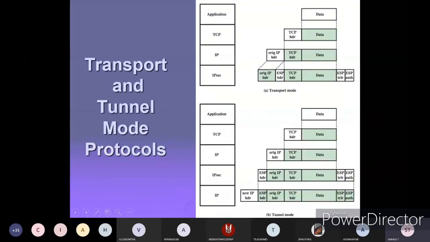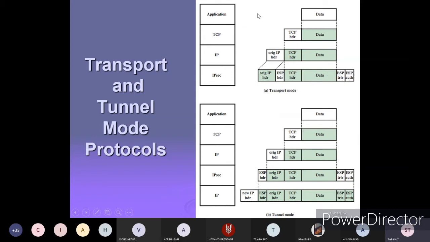In this, you can see the transport and tunnel mode protocols and how we add the headers. Tunnel mode and transport mode. If you look at transport mode, in IP security, the data will be there and the TCP header will be there, the ESP header will be added, the original IP header will be added, and you will have ESP authentication and the ESP trailer. This is the actual IP security header.